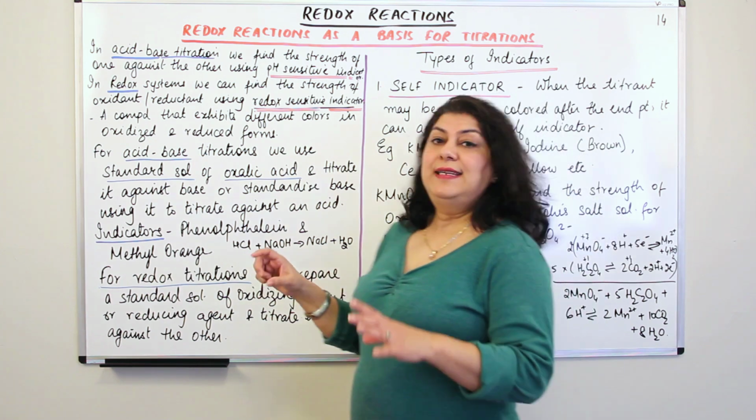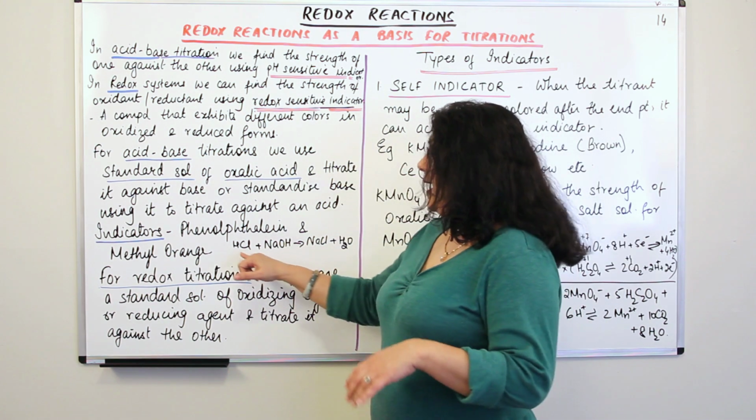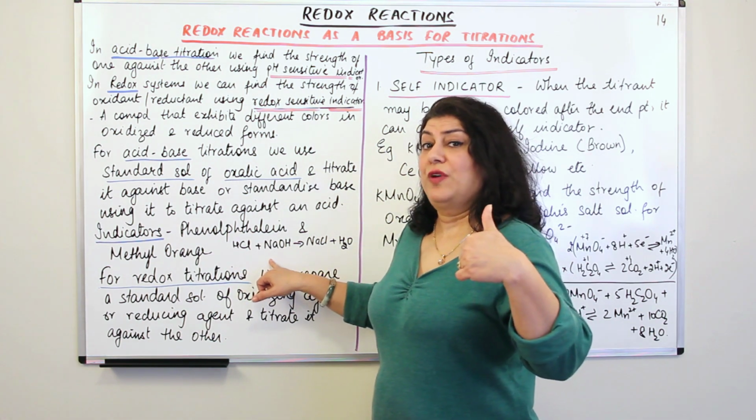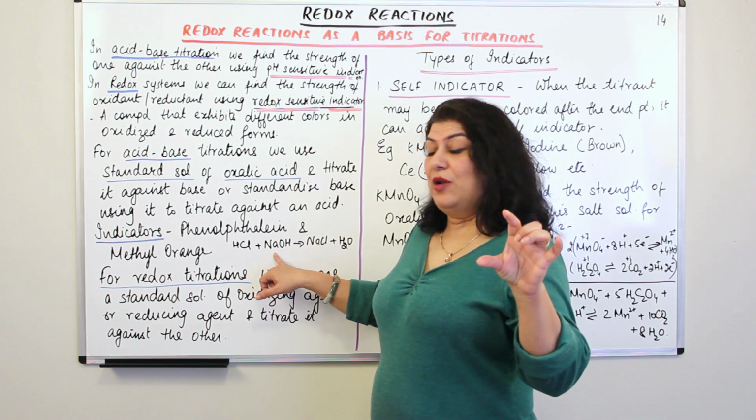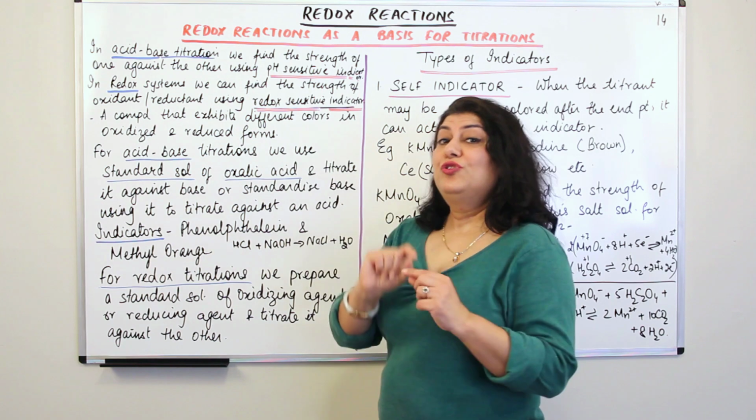Now let us say that in the 10 milliliters of sodium hydroxide that I took in the flask, I have HCl, and that is 1 molar. Let us assume that solution was 1 molar. And I took 10 ml of it. I would require 10 milliliters of HCl 1 molar to neutralize it.